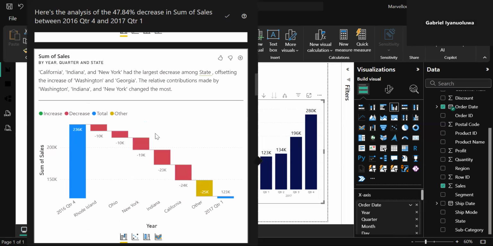By states, it's telling us California, Indiana, and New York have the largest decrease. So we could see all of them. California, almost a debt of 24,000. This one, almost a debt of 23,000. And also New York, almost a debt of 19,000. So they contributed among states.